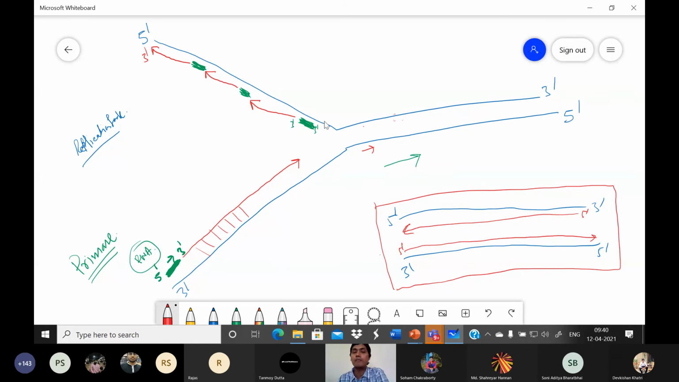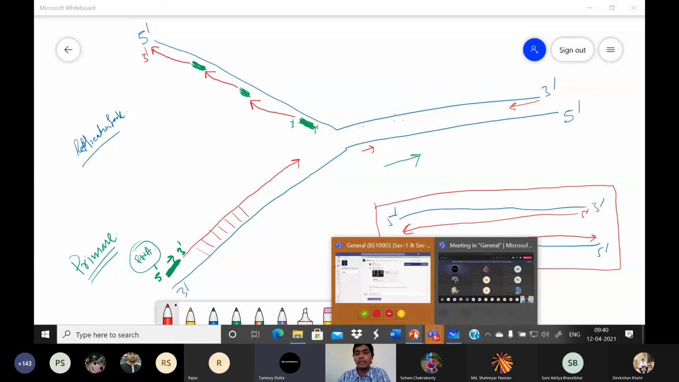But in this case, the problem is we are dealing with a small portion, right? So this portion is not yet available so that the DNA can be synthesized from here. As a result of that, small segment synthesis happens. So now, if I go back here, one question.